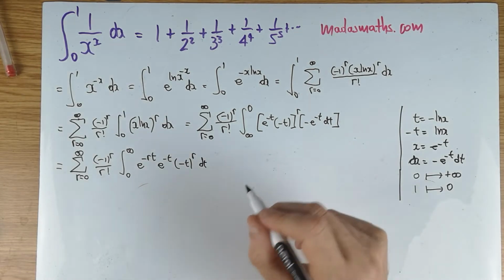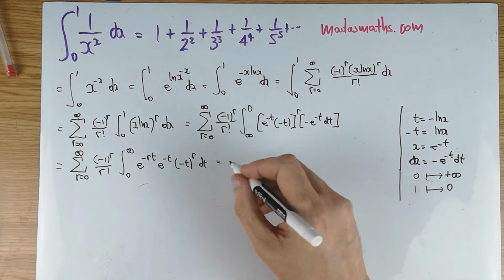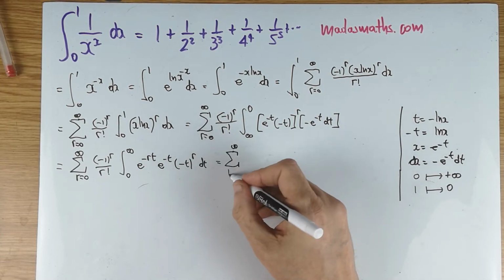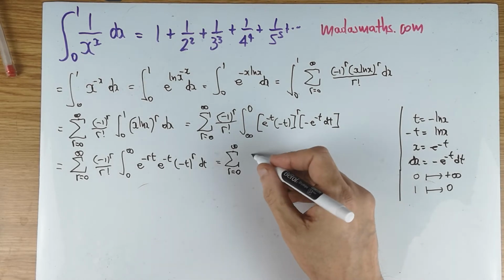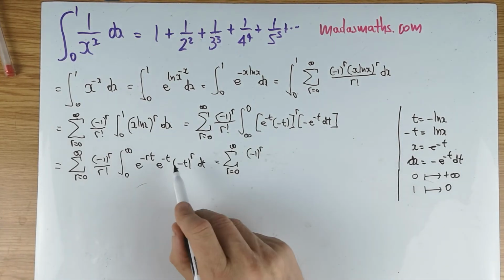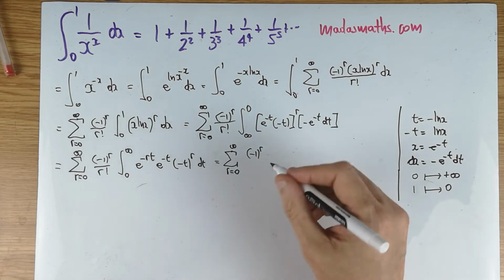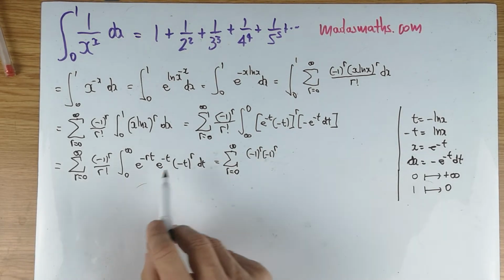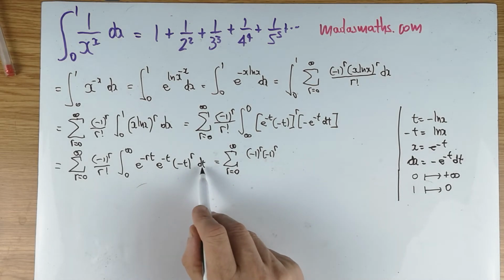I'm moving now from this line here to the sigma from r equal to 0 to infinity, minus 1 to the r. Now, this minus 1 to the r, I can also put outside the integral. It has no t dependence.